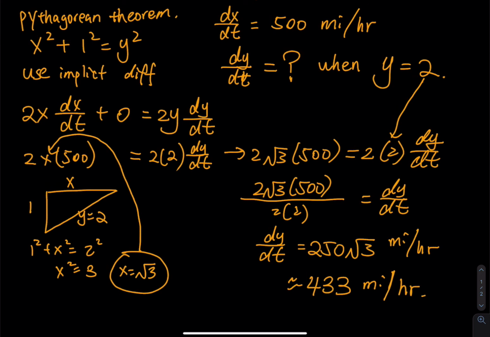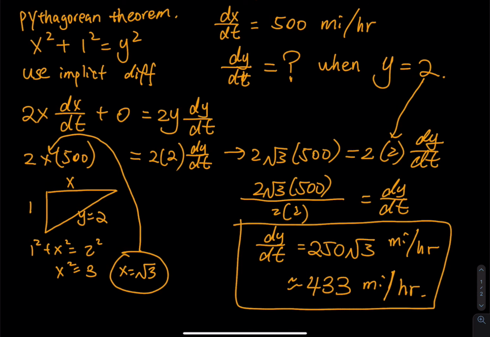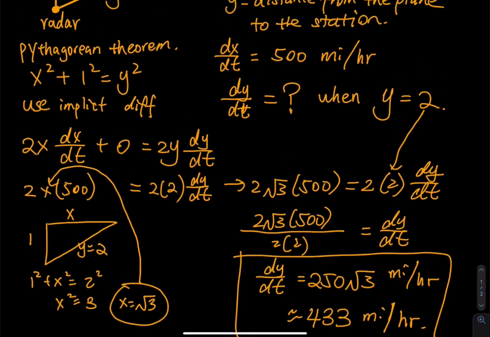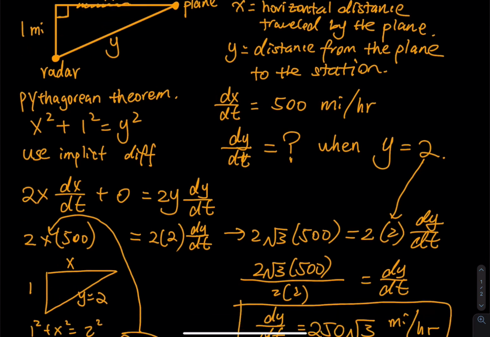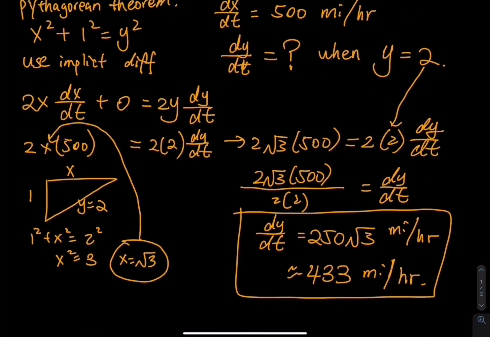So what does this answer represent? This answer is the rate of change of the distance, the rate of change of y, when y is equal to 2. All right, so that is the first problem. I will see you in the next problem.